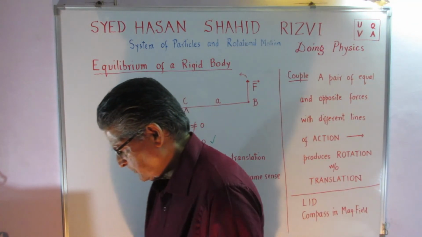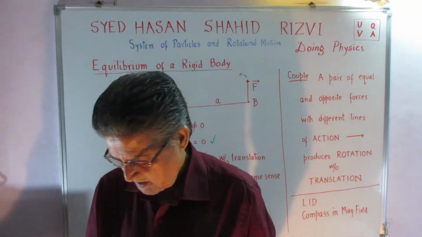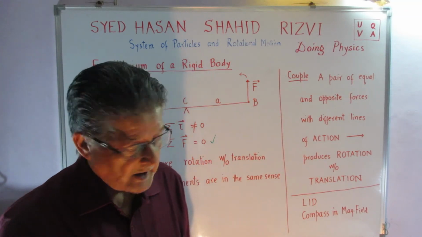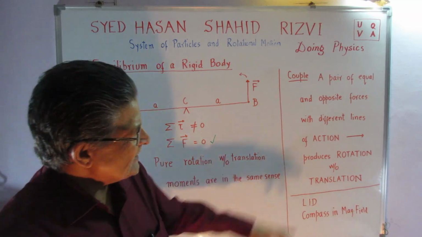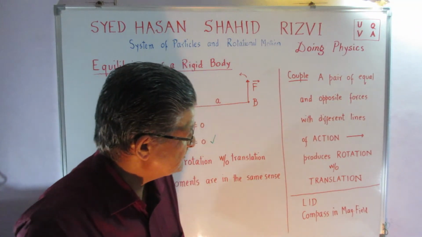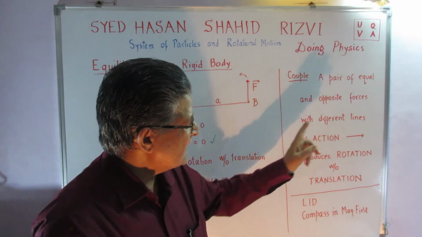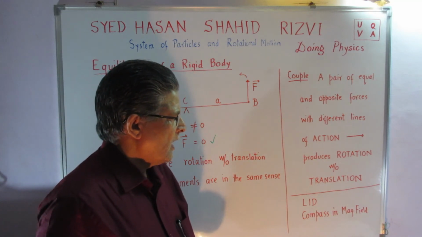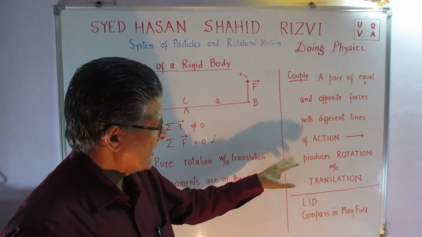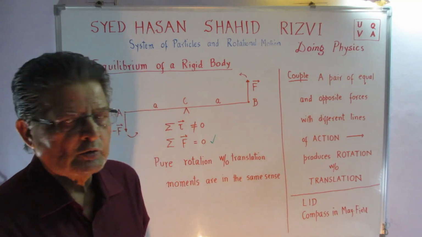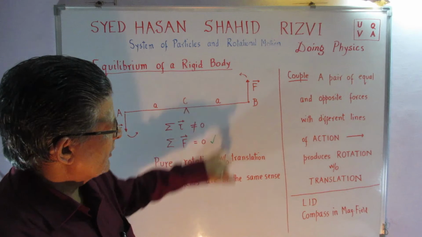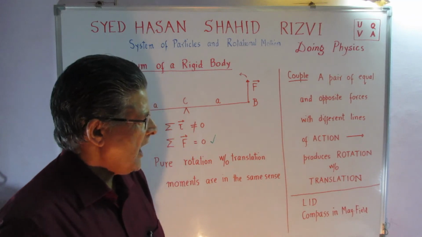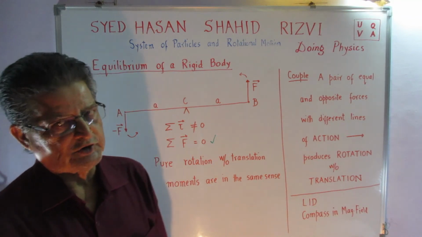Before I wind up, first of all I will give the definition of a couple of forces. It is a pair of equal and opposite forces with different lines of action, which produce rotation without translation. Equal forces in opposite directions have different lines of action.